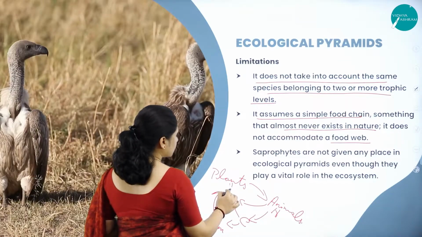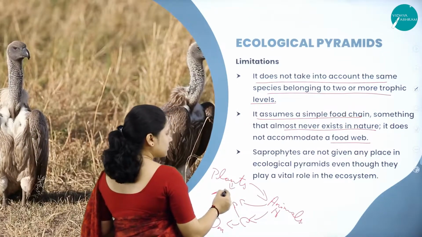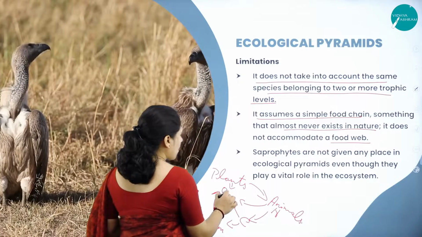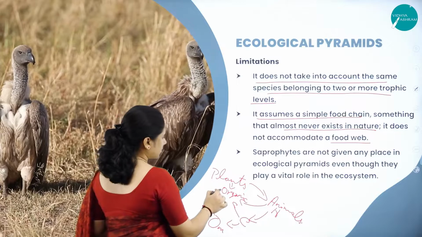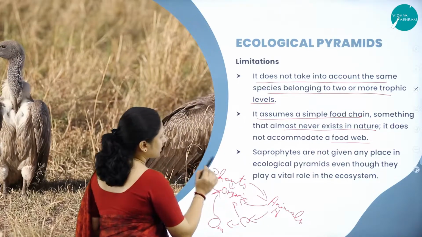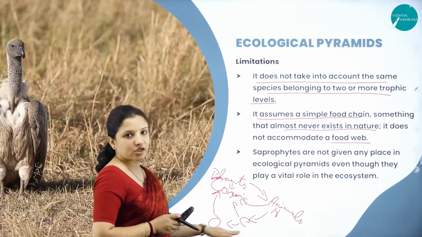The plants will also die and decay, adding on to organic matter in the soil. So when it adds on to the organic matter in the soil, this organic matter will again be utilized by the plants. This is a food chain that we see.